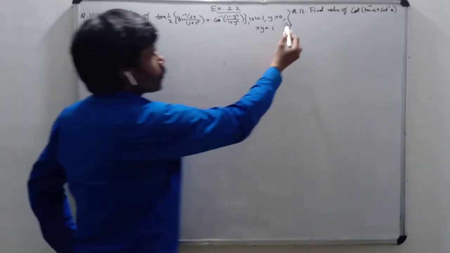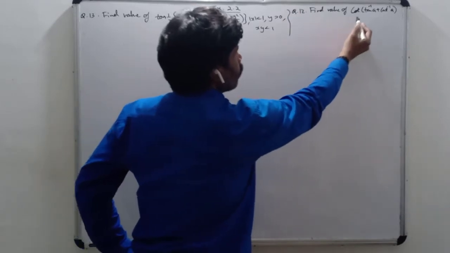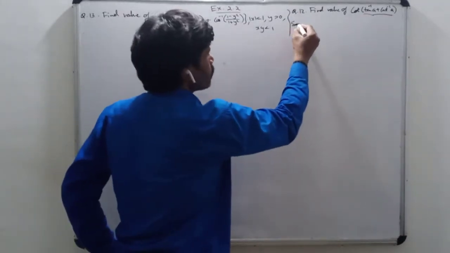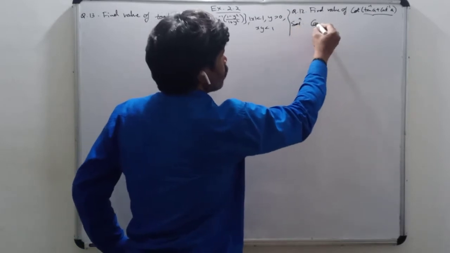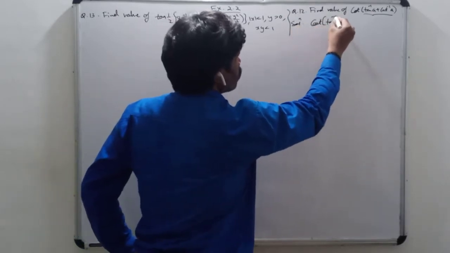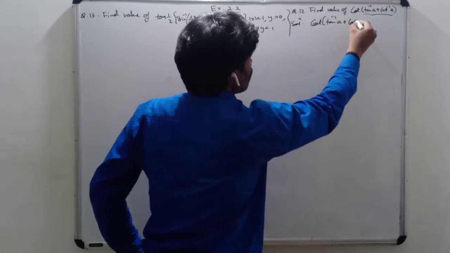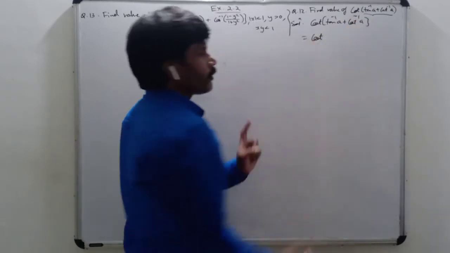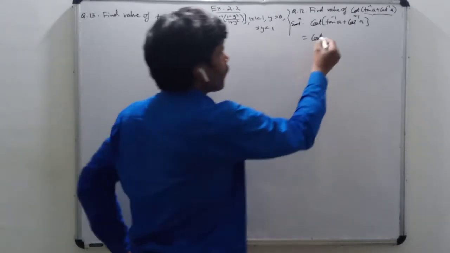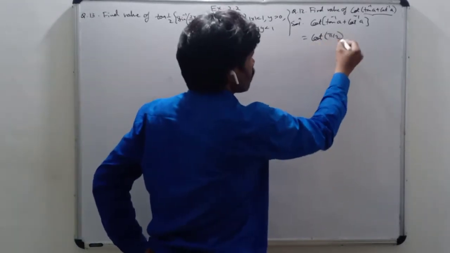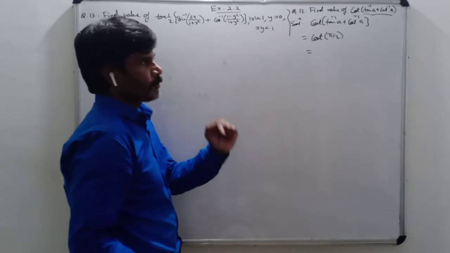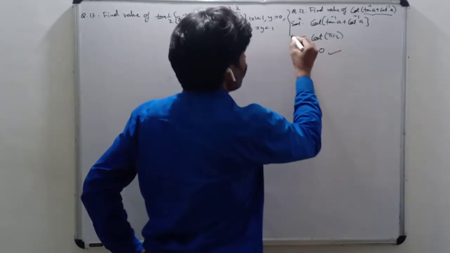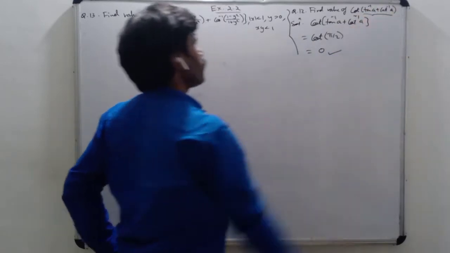Exercise 2.2, question number 12. Find the value of cot of (tan inverse of a plus cot inverse of a). So we start. Cot of (tan inverse of a plus cot inverse of a) is equal to cot of, now tan inverse of x plus cot inverse of x is pi by 2, that is the formula. Now cot of pi by 2 means cos pi by 2 upon sin pi by 2, which is 0 upon 1, that is 0. So this is the value of cot of (tan inverse of a plus cot inverse of a).